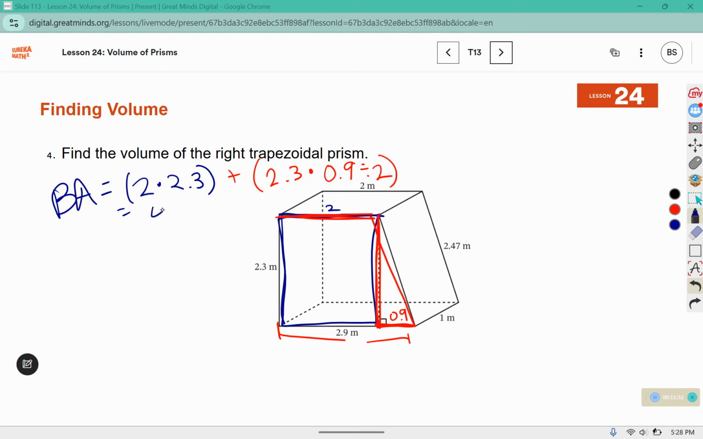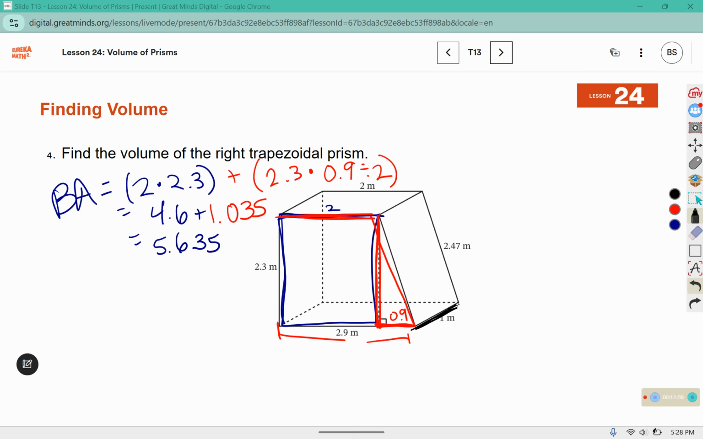2 times 2.3 would be 4.6. 2.3 times 0.9 divided by 2 is 1.035, giving us a total base area of 5.635.